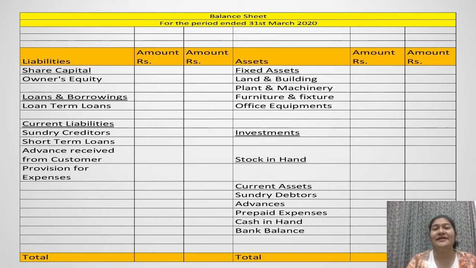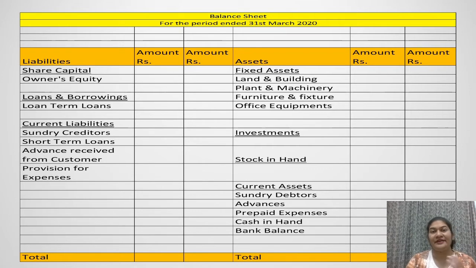On the right hand side, we see the assets. So, first is the heading of fixed assets. Now, fixed assets are your land and building, plant and machinery, furniture and fixture for your office, and office equipments. So, these are basically your assets which help you to do the business.